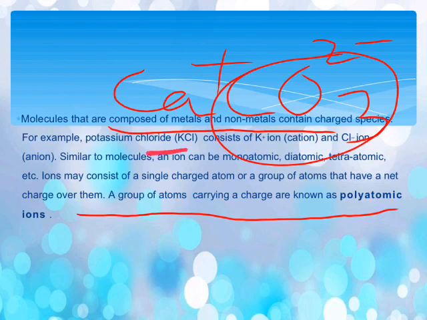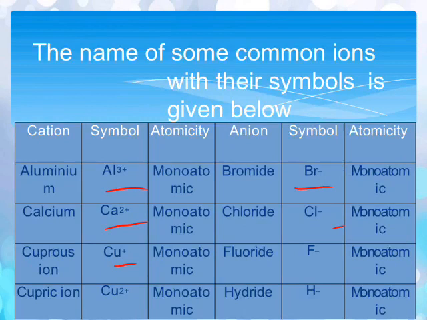Similarly, if we take the example of KCl, in KCl, K has a positive charge and Cl has a negative charge. So K plus is a cation and Cl negative is an anion. Now, talking further, if we name some common ions with their symbols: aluminium is Al3 plus, calcium Ca2 plus, cuprous ion Cu plus, cupric ion Cu2 plus, bromide Br negative, chloride Cl negative, fluoride F negative, hydride H negative.